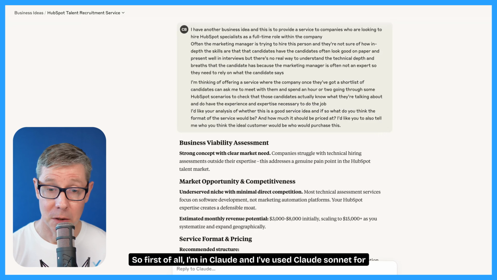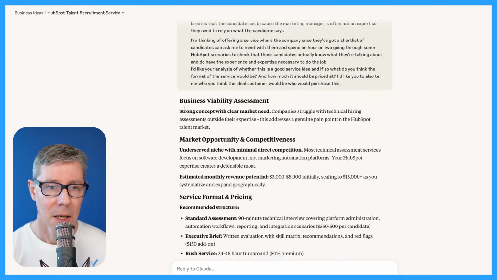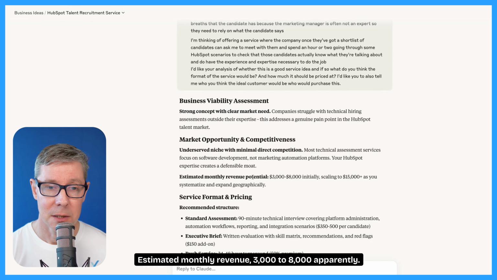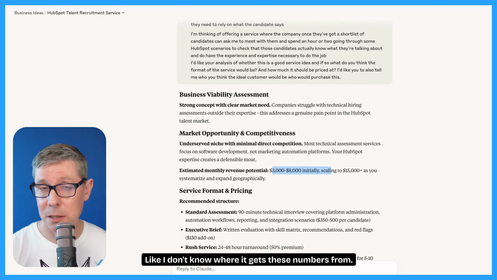Okay, so first of all, I'm in Claude, and I've used Claude Sonnet. Let's see what it said. Strong concept with clear market need. This is one of the first things you'll find. The models often tell you that, and they give you the reasons. Estimated monthly revenue, 3 to 8,000, apparently. I don't know where it gets these numbers from.